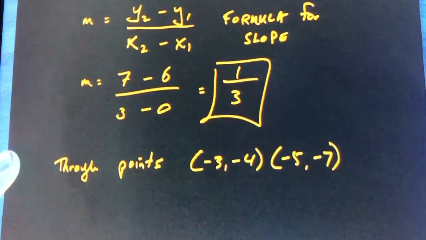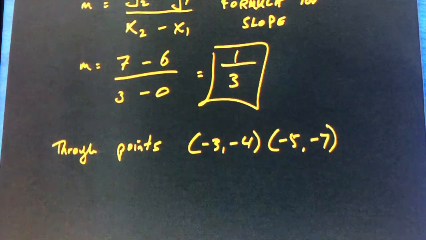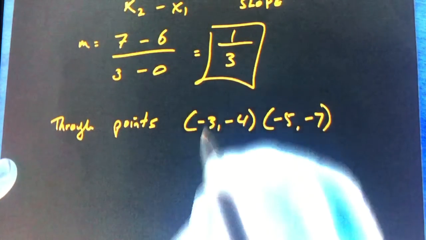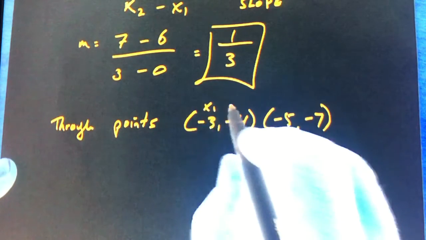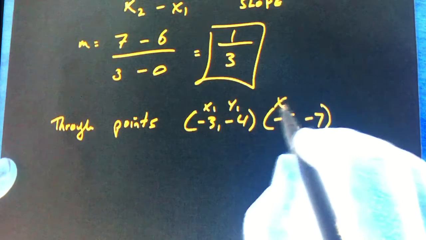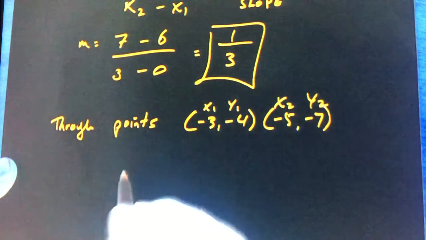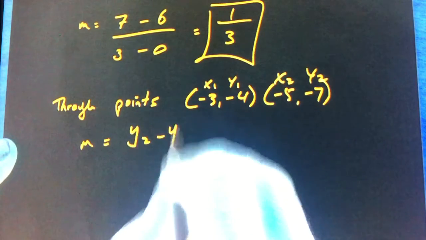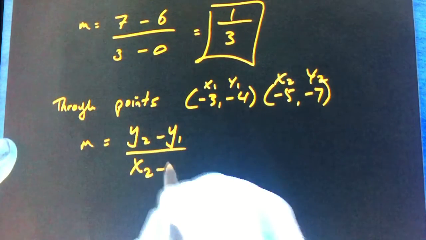Okay, we're going to do another question now. This one is through points (-3, -4) and (-5, -7). In this case, again, we label it x1, y1, x2, y2, and simply put it into the formula. m equals y2 minus y1 over x2 minus x1.